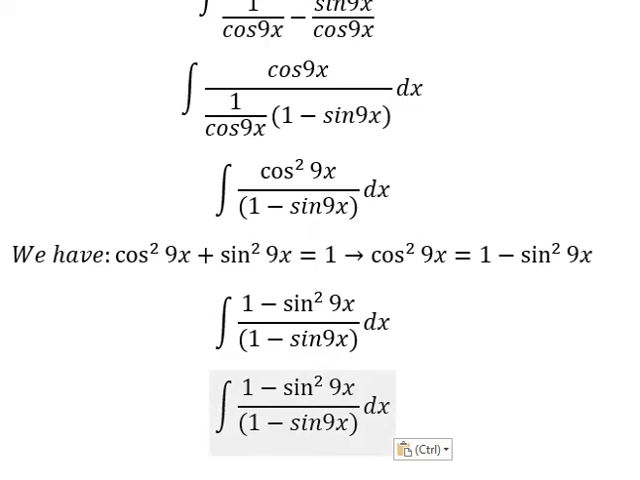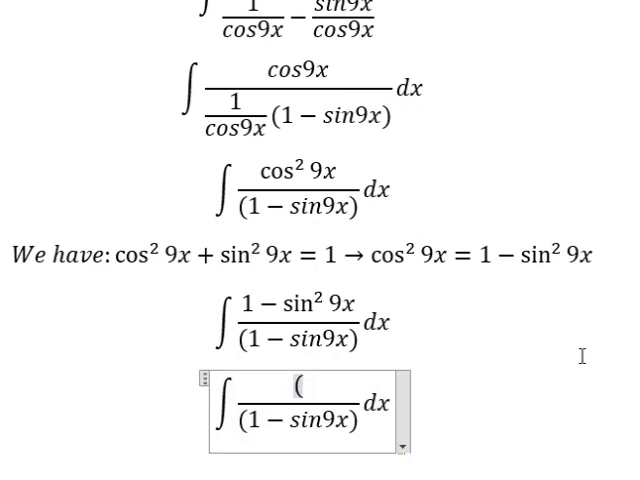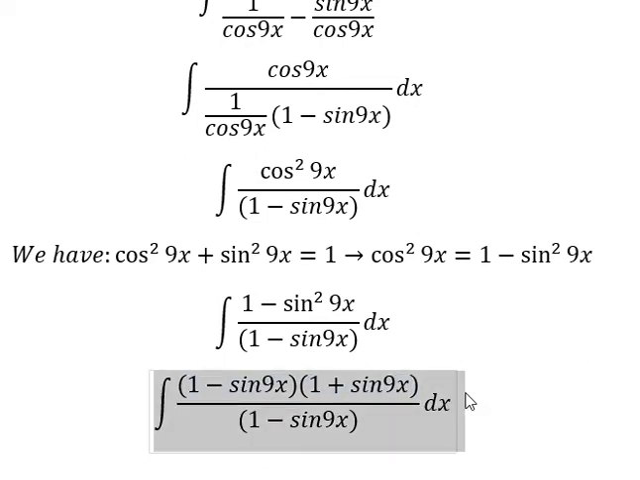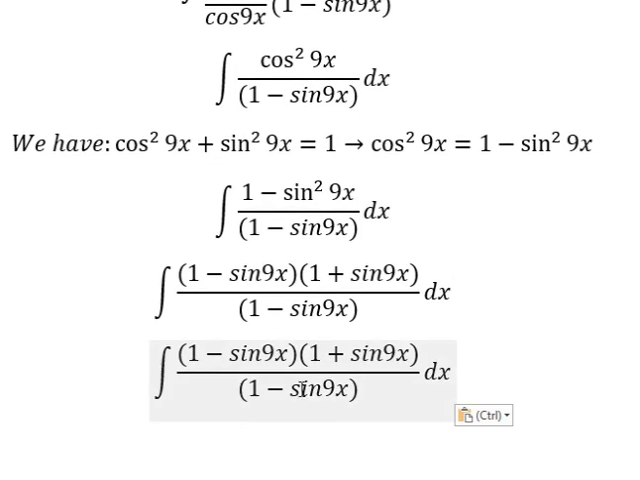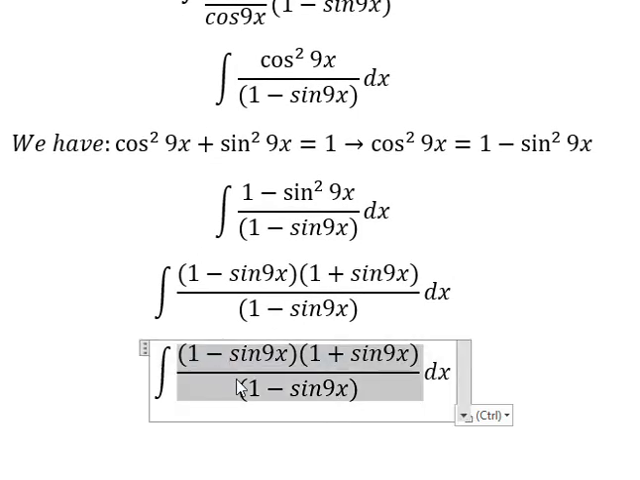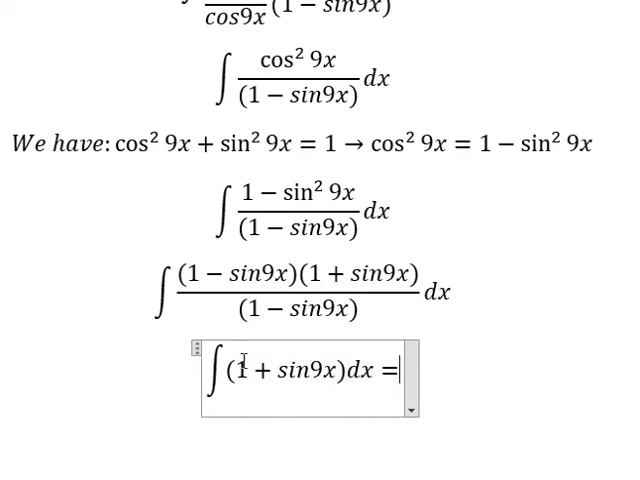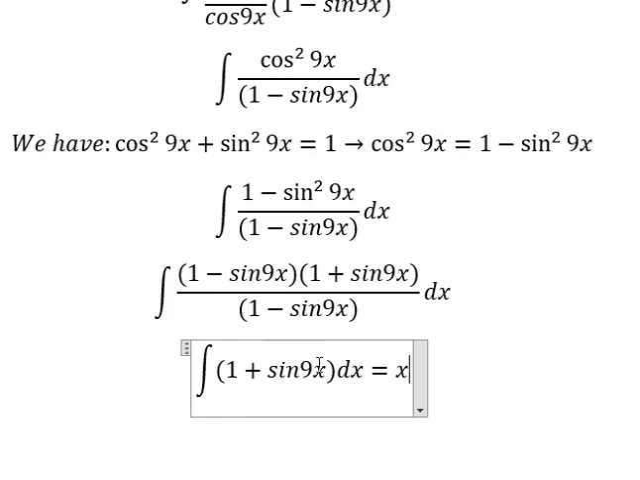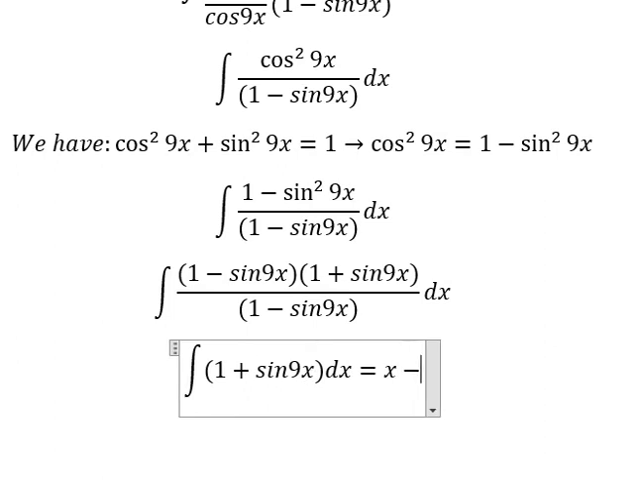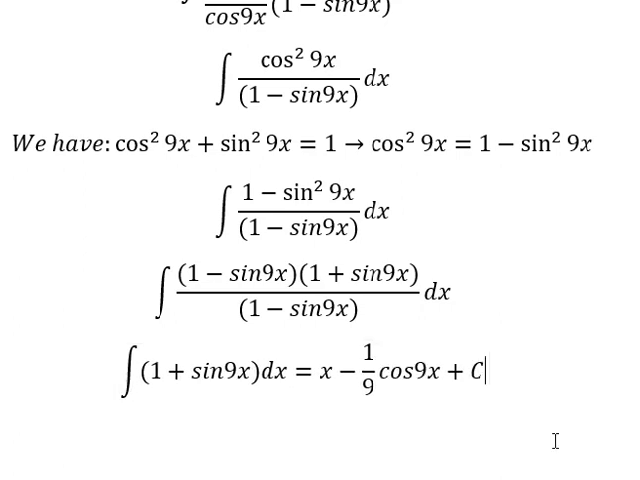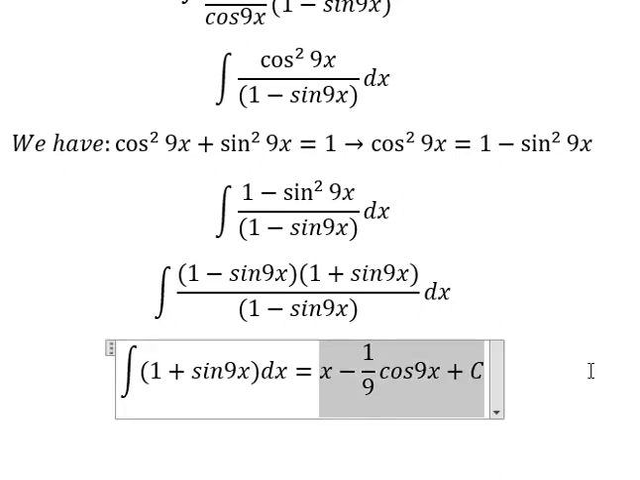This one we have identity, so I can put into 1 minus sine 9x multiplied by 1 plus sine 9x. Now we need to simplify 1 minus sine 9x, and you got about 1 plus sine 9x. The integration of number 1, you got about x. The integration of sine 9x, you got about negative 1 over 9 cosine 9x, and we put about c. And this is the final answer.